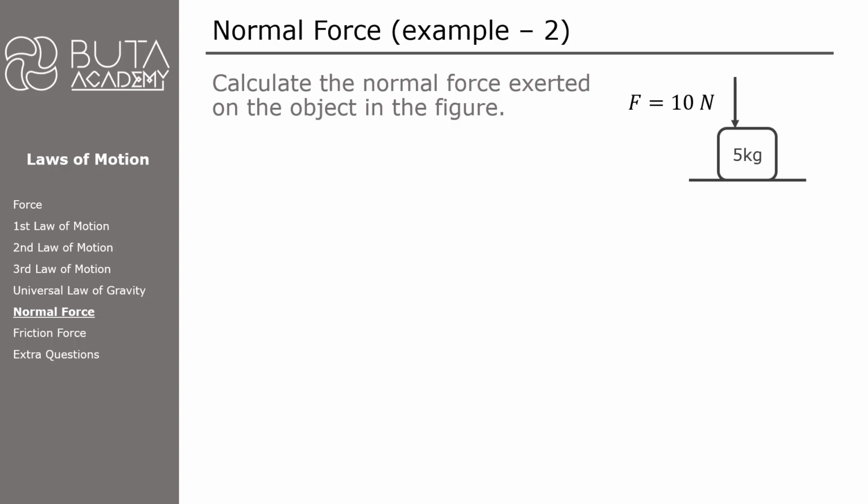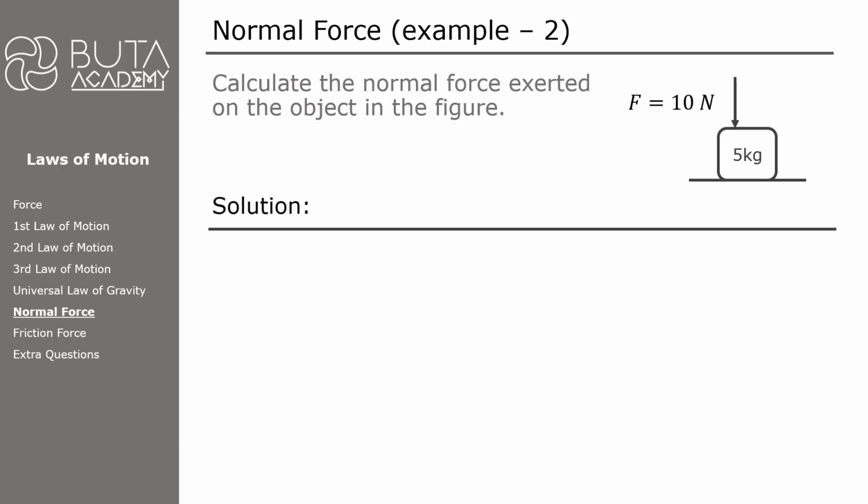In the second case, we have the same object on the same surface. It is experiencing one extra force, a force of 10 newtons which is pressing the object to the surface. As usual, let's start the solution by drawing a free body diagram. The first two forces in the diagram are the same as in the previous question. The force of gravity is downwards and the normal force is upwards. The last force is the force shown in the figure in the question. A force of 10 newtons applied downwards.